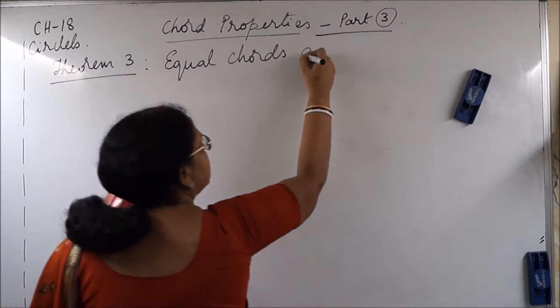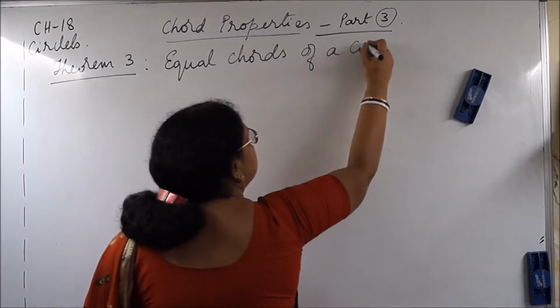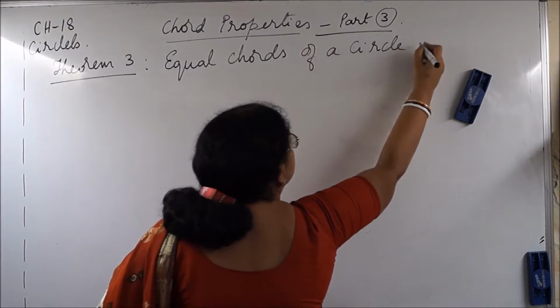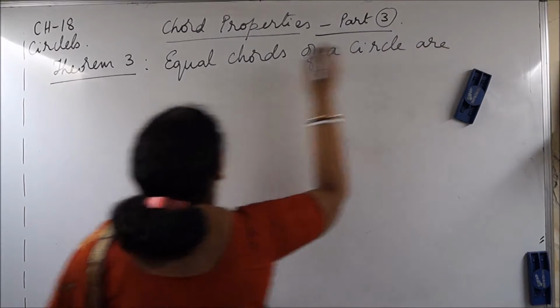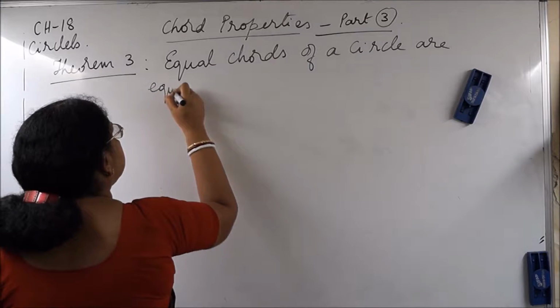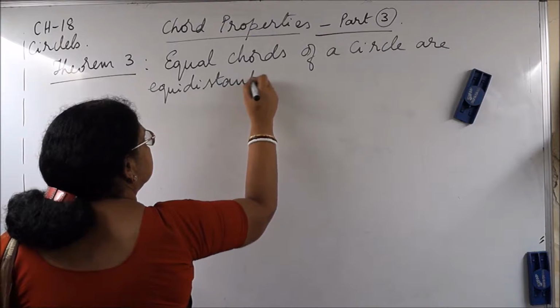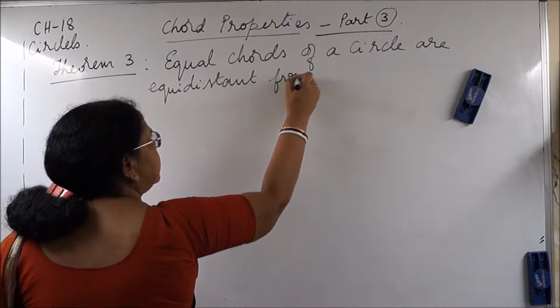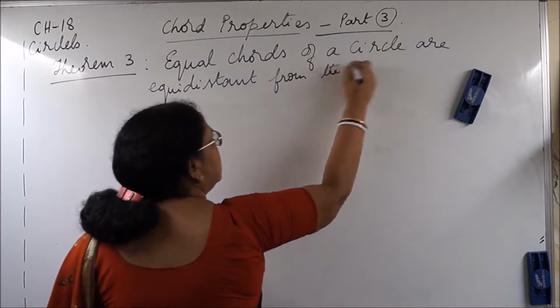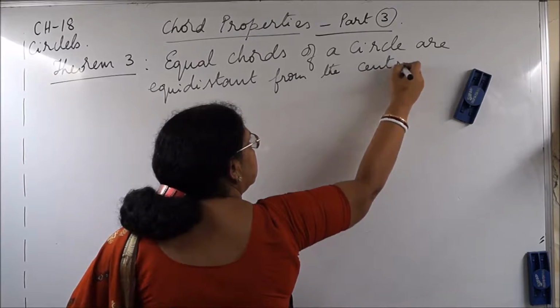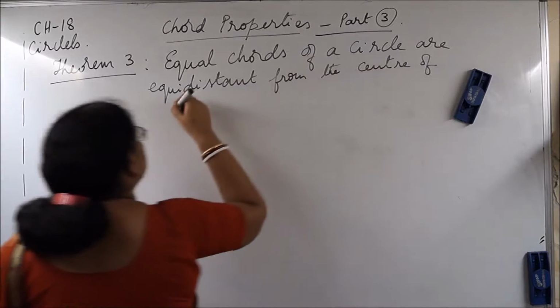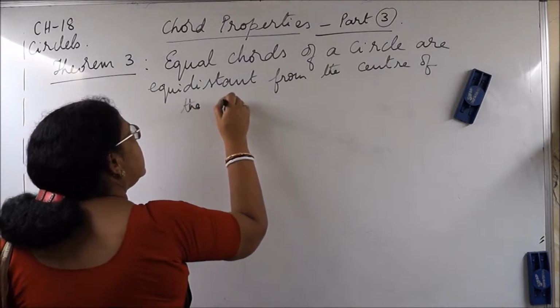Equal chords of a circle are equidistant from the center of the circle.